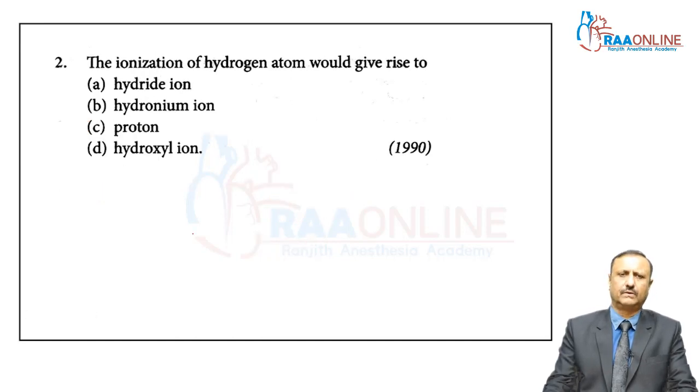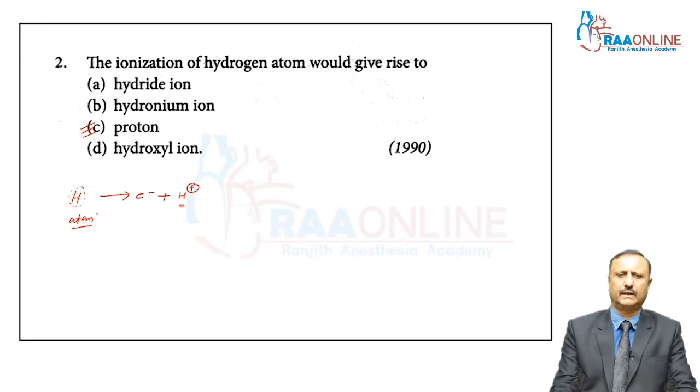Now we can go to question number 2. The ionization of hydrogen atom would give rise to... My dear students, in this hydrogen atom, 1 electron is removed and it is converted to H plus ions. And what is ionization? Ionization of hydrogen is called removal of an electron. It is called ionization. So you get this, which is called a proton.